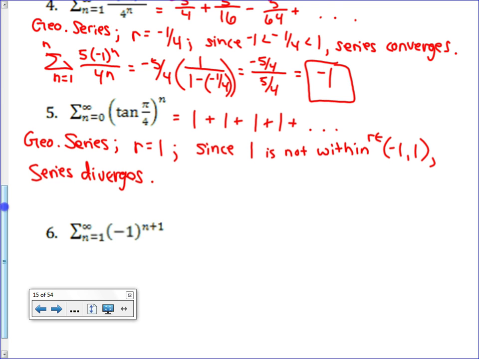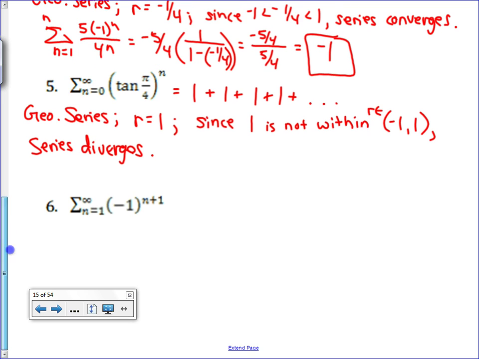How about the bottom one? Did you guys get there yet? Plug in 1. Plug in 2. Plug in 3. Plug in 4. Geometric series? Yes. What does r equal? Negative 1.